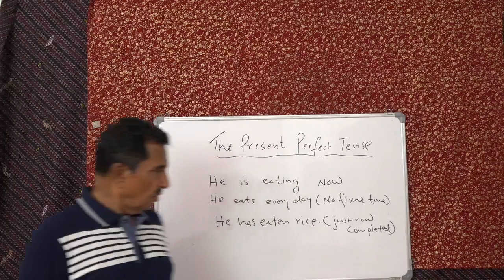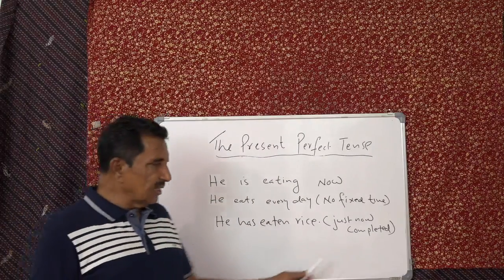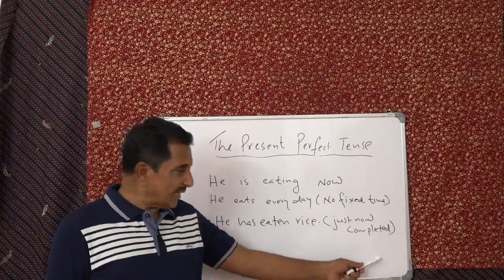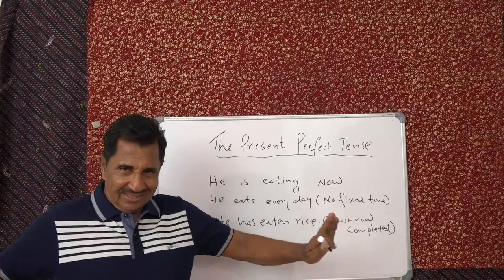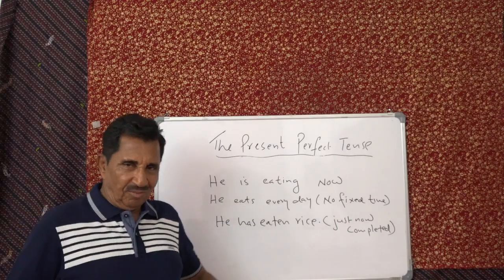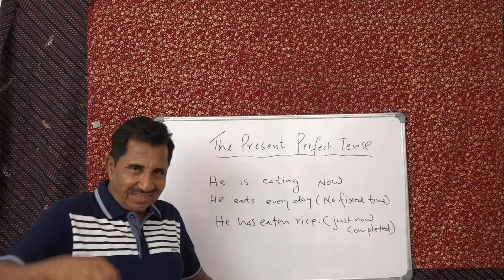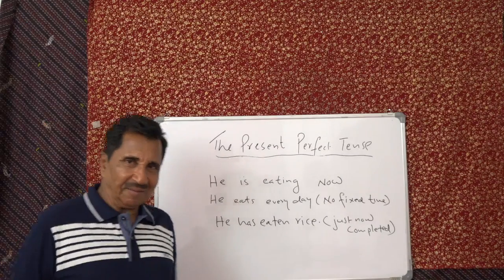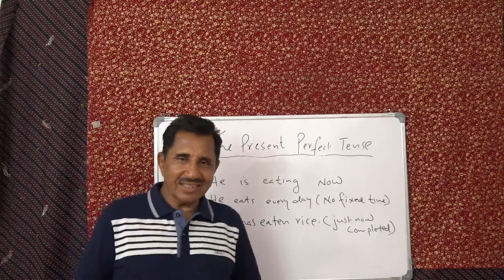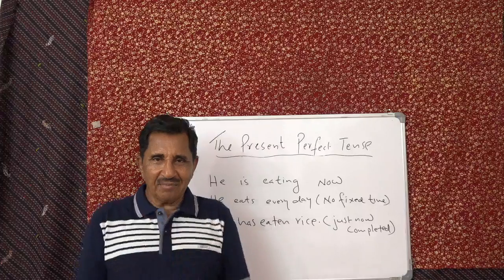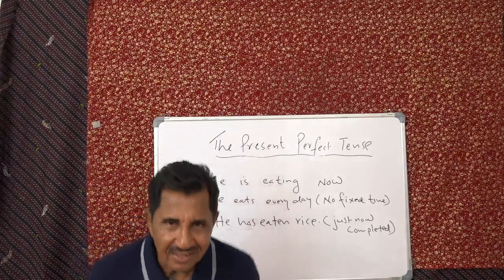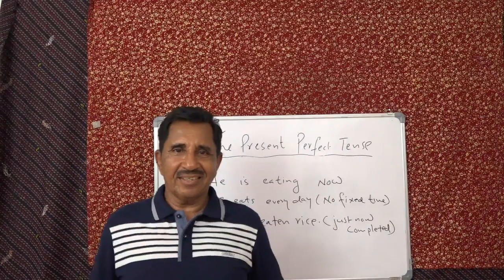Understand? So, what is the time there? Just now completed. This is a completed action. The time is just now. The time is by the time of speaking. I say, look at this. Now I will say, I am going to jump. I have jumped.